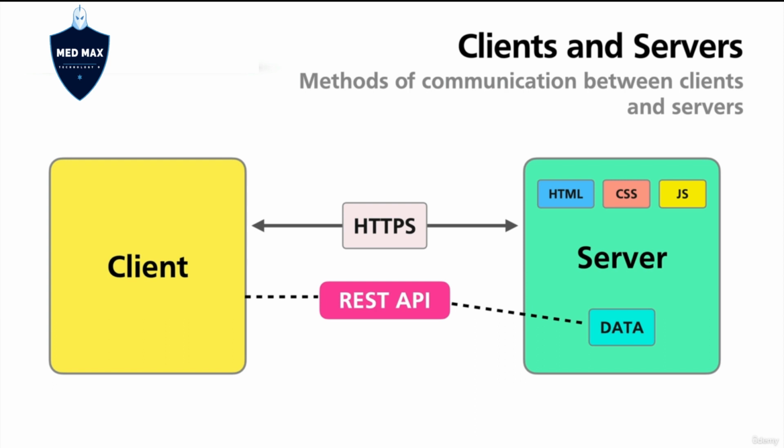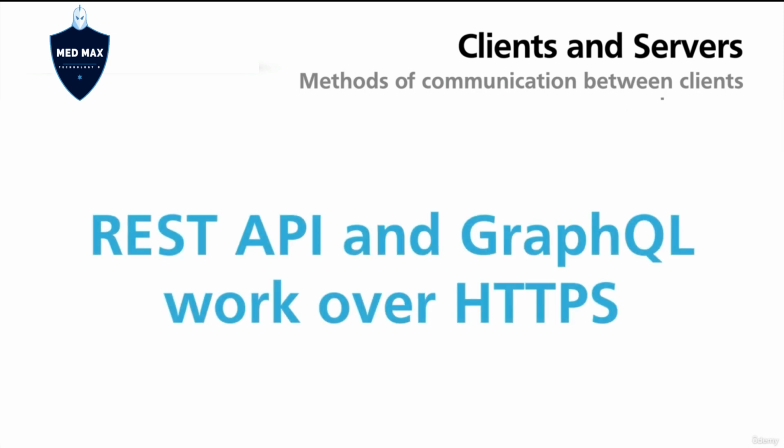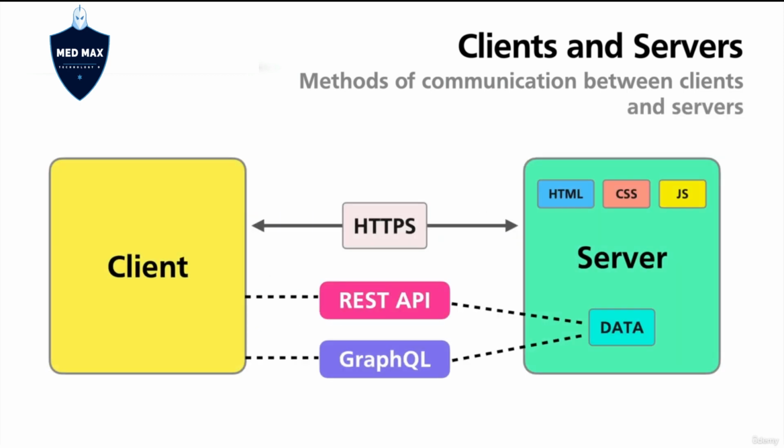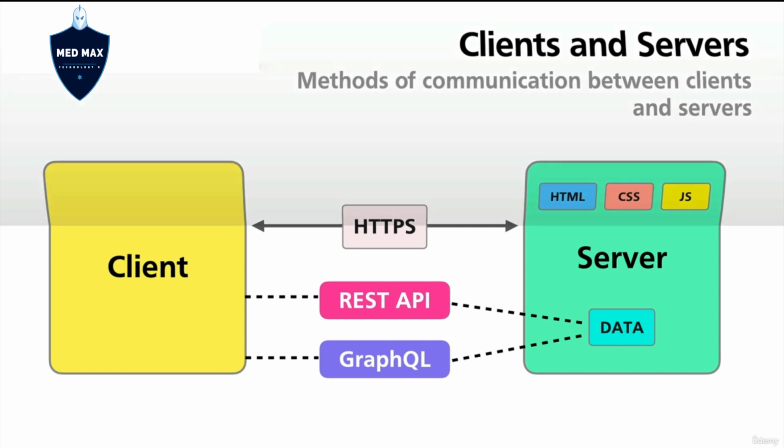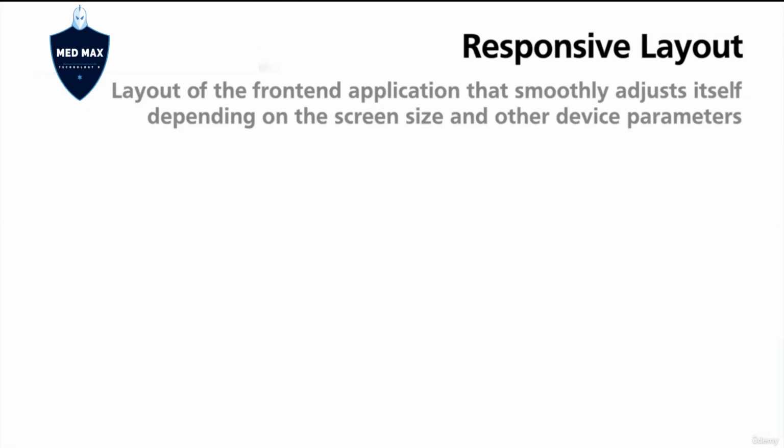Another popular language is GraphQL, which obviously stands for Graph Query Language. In GraphQL, there is just a single endpoint on the server side, and clients make consolidated requests for data using such a single endpoint. Both REST API and GraphQL rely on the HTTPS protocol for actual secure transmission of sensitive information between clients and servers. Now let's focus a bit more on the front end and discuss what a responsive layout is.